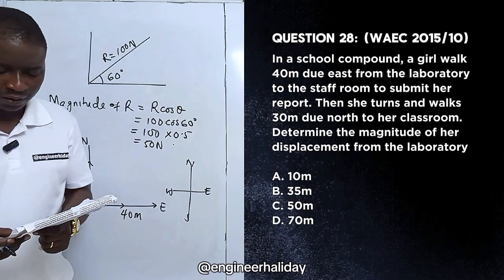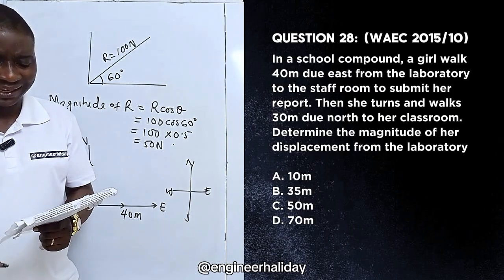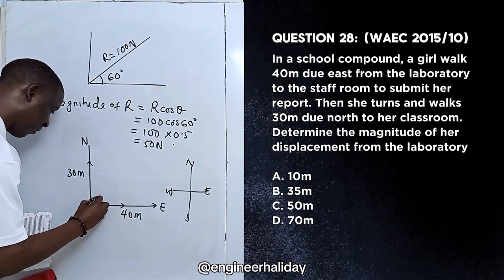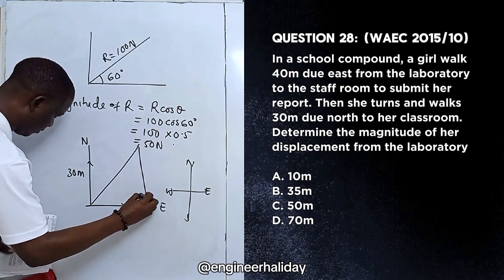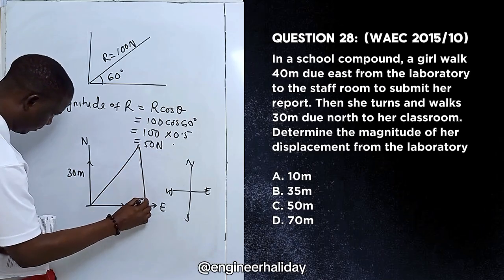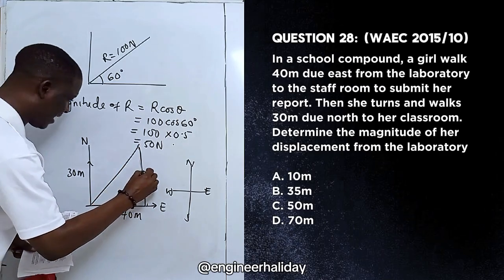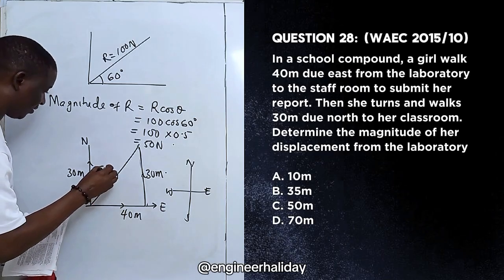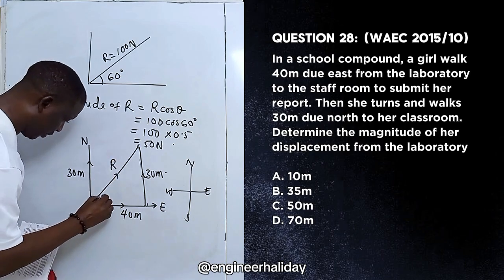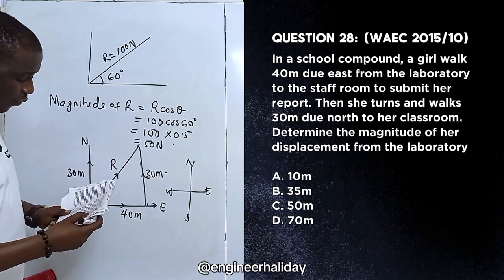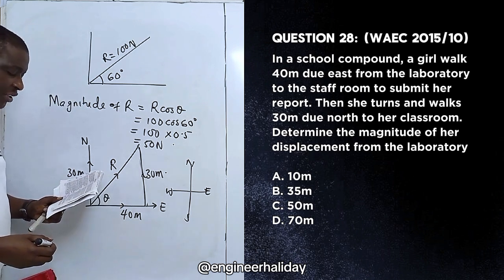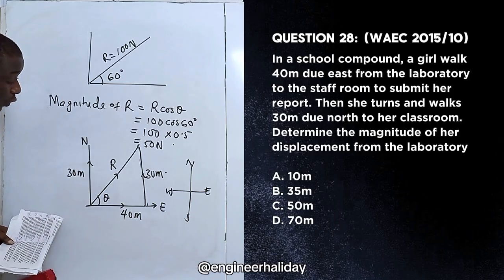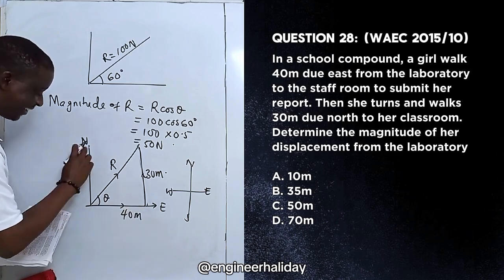Due north to our classroom. Determine the magnitude of the displacement from the laboratory. So this is the diagram, this 30 meters, this is the resultant, and this is the direction. For us to find the magnitude of displacement from the laboratory, this resultant is what we are going to look for. Don't forget, the resultant is between east and north.